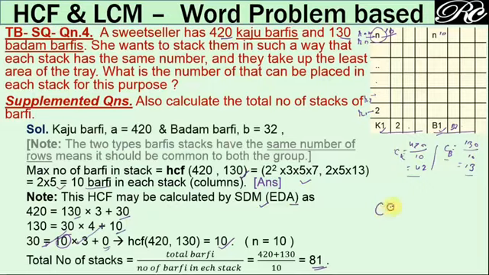The total number of columns will be the columns of Kaju Barfi plus the number of columns of Badam Barfi. Here the number of Kaju Barfi columns is 42 and here it is 13. So it becomes 55. So this way we can calculate the total number of stacks. Let us go for the next question.